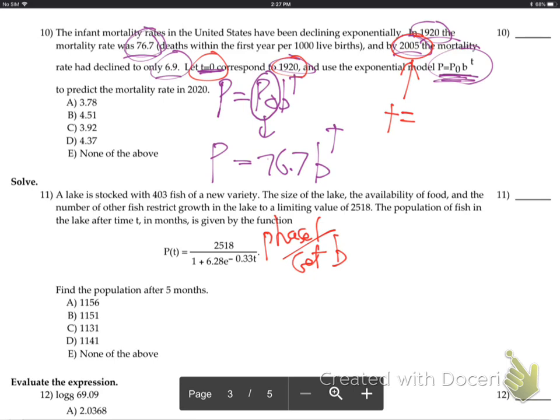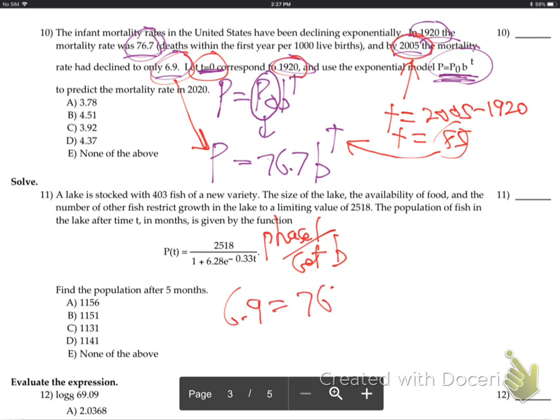So if 1920 is the starting, then 2005, how many years later is that? 85 years, 2005 minus 1920. So that's 85 years later. So if I plug in 85 for time, the mortality rate in 2005 was 6.9. So the P is 6.9. So 6.9 is 76.7 B to the 85. And I can solve that for B.